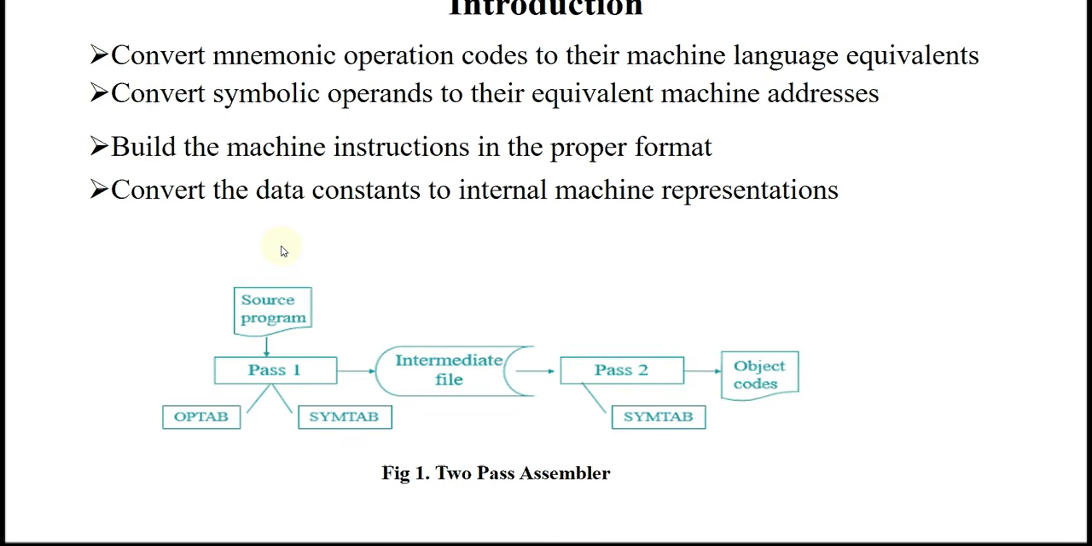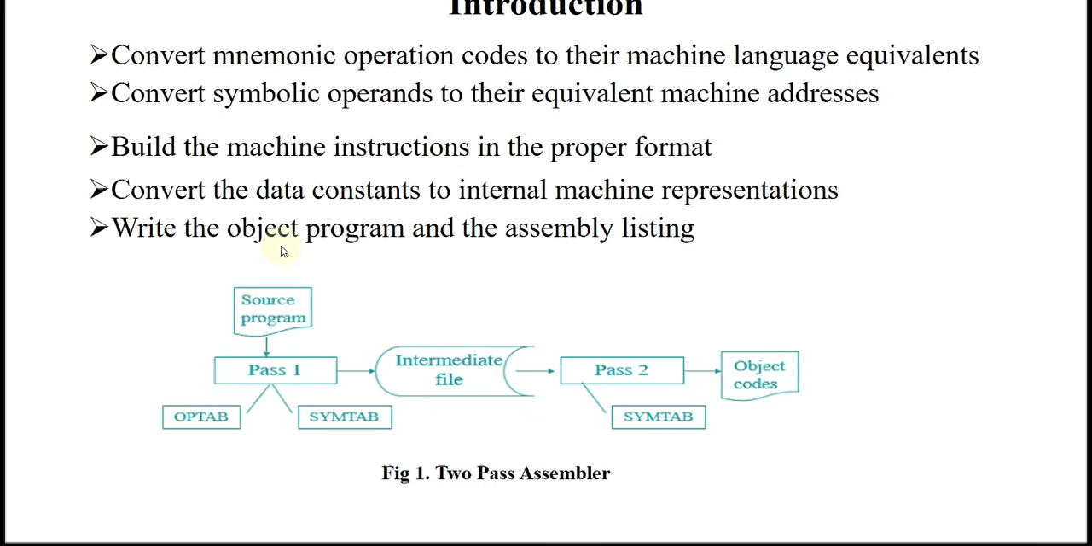Next, convert the data constant into internal machine representation. Data constants means we are assigning the addresses to the literals, which are the constants. Last one, write the object program and assembly listing. Means finally we are converting source program to the object program or the machine code for the assembly program.